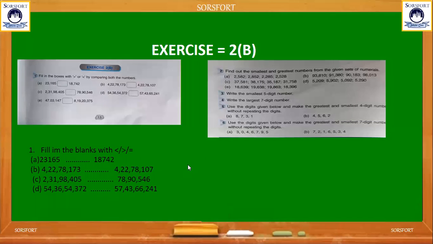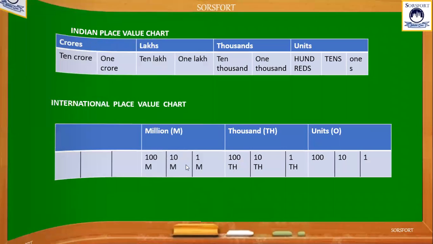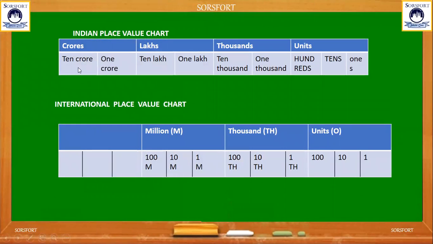Now come to the next slide. In this slide, I will explain the Indian place value chart and the international place value chart. One video I already sent you, where we were told what the international and Indian place value chart are. Now look at this Indian place value chart. First is the unit place, then the thousand place, then the lakhs place, then the crores place.